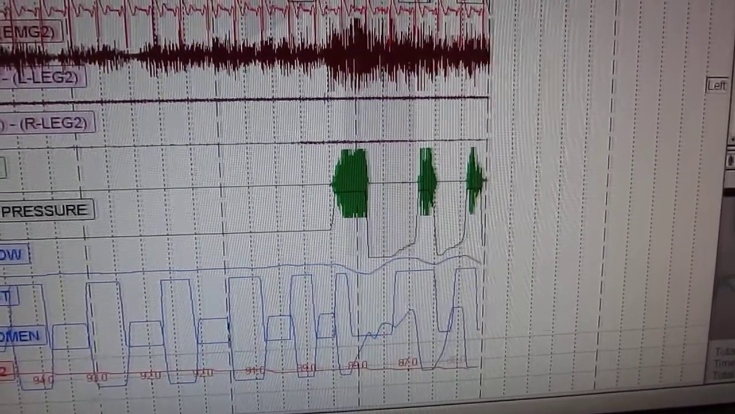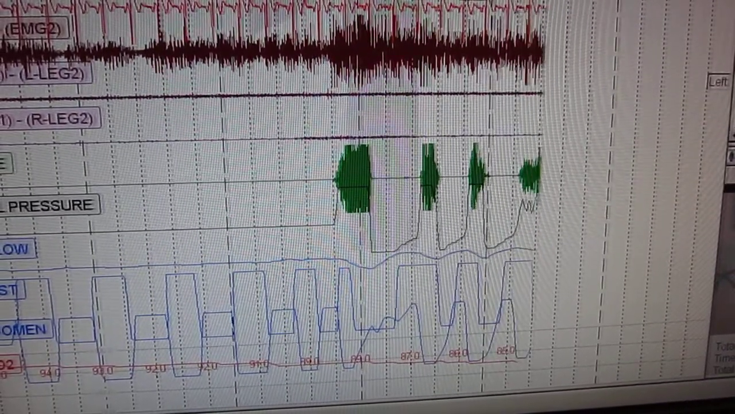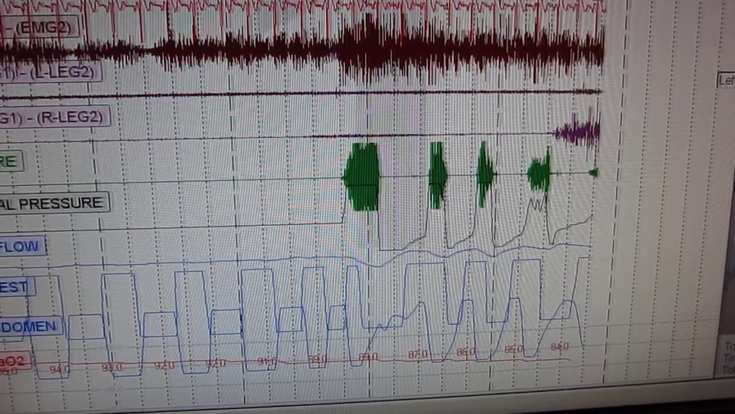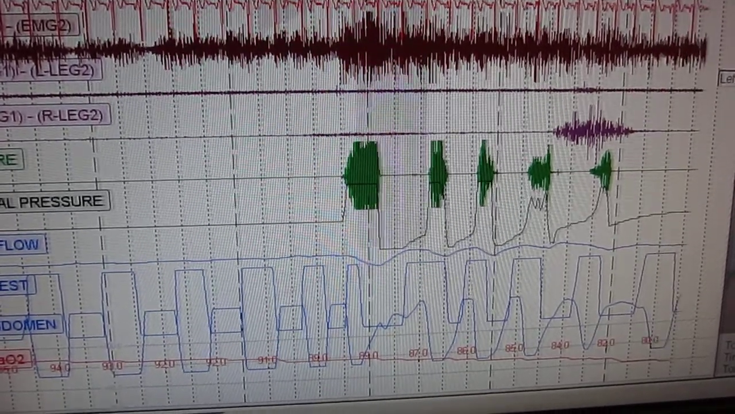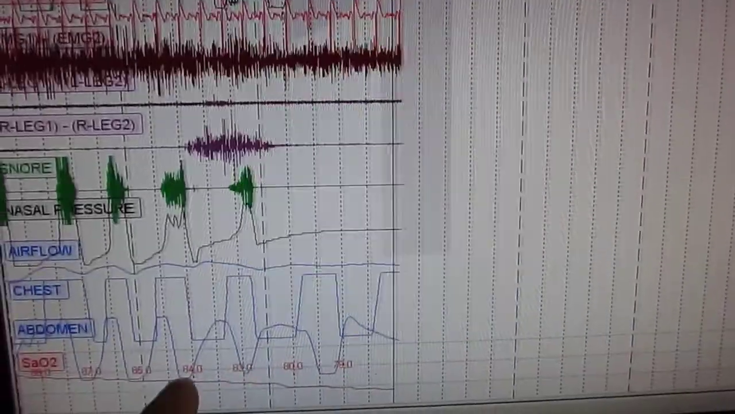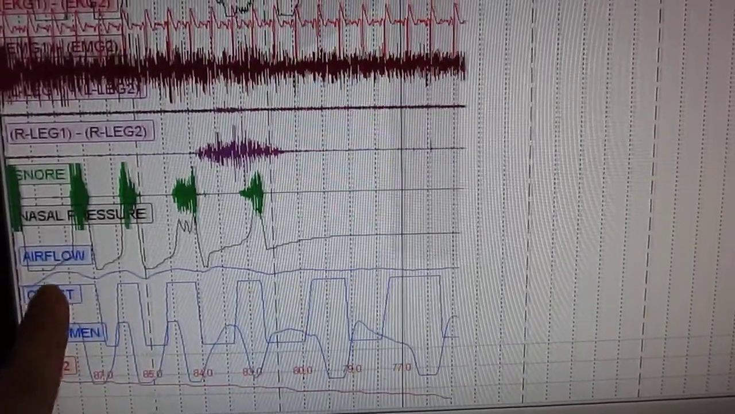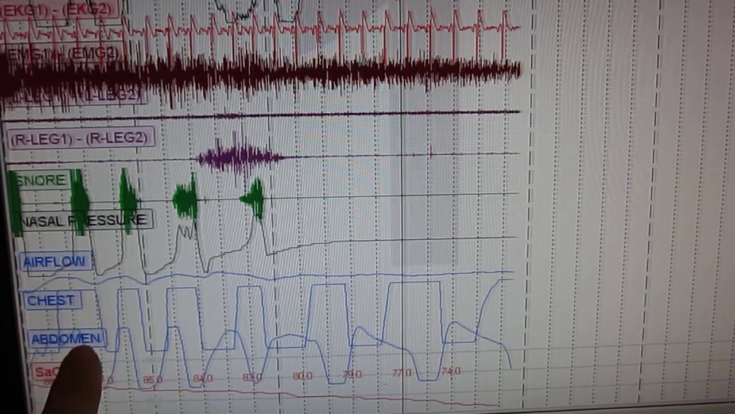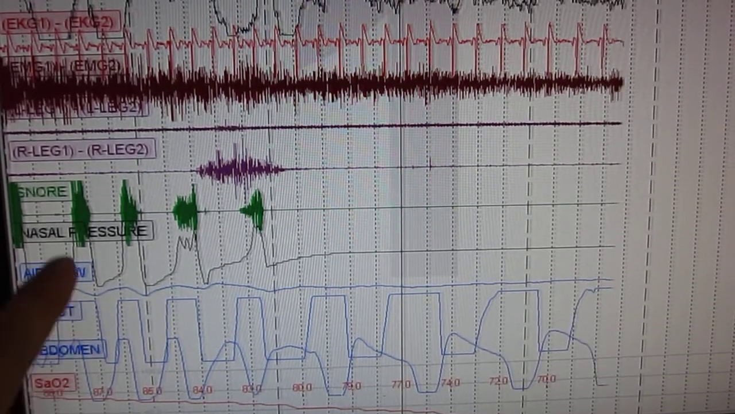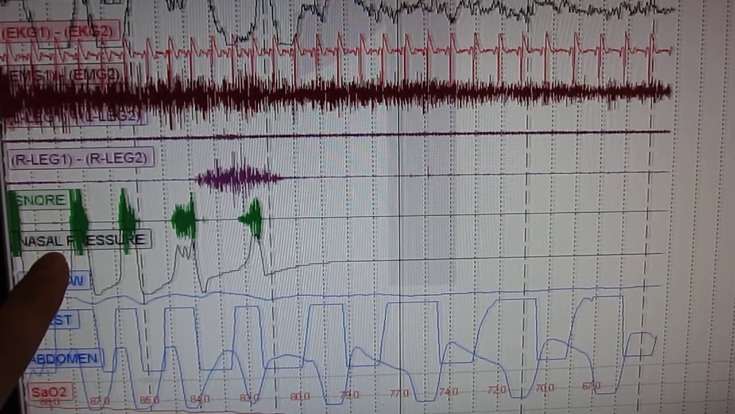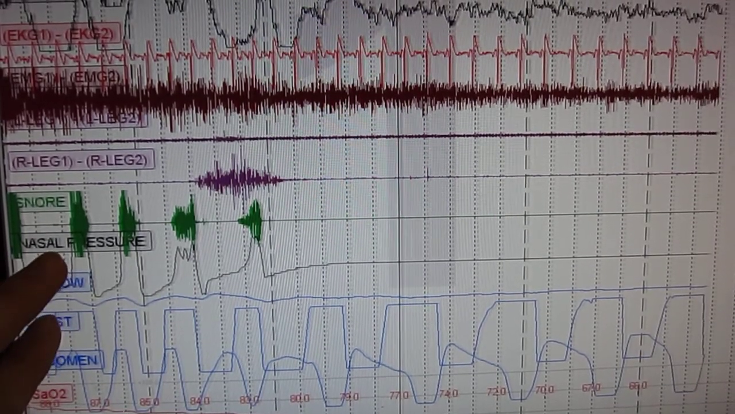Okay, so I want to show you people what sleep apnea is like. I have a patient here snoring, and these are the three channels. This is the airflow channel, this is the chest channel, and the abdomen. Now, the airflow channel is the actual air, and same for the nasal pressure. These show the actual air that's flowing.